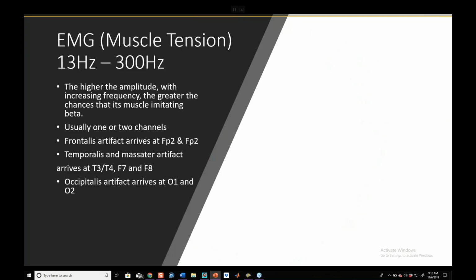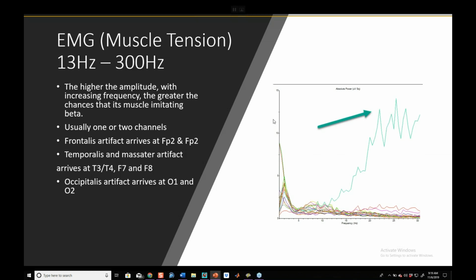Muscle tension. Easy to spot, so we think. And there's ways to determine whether it's real or fake. One simple way is it's usually going to be 1 or 2 channels. In real EEG, in real brain activity, you don't see one channel doing its own thing. They have to have partners. The brain doesn't work in isolation like that.